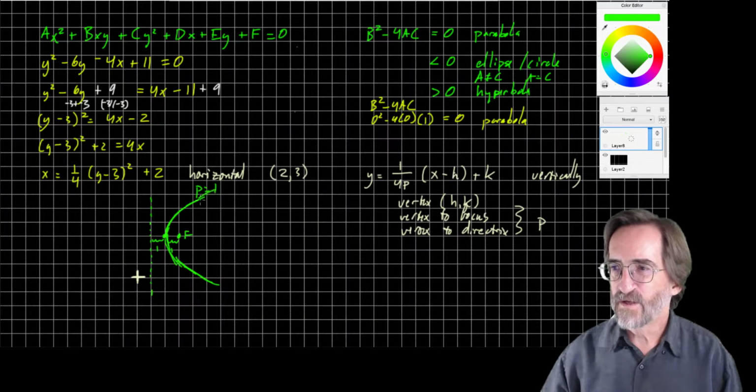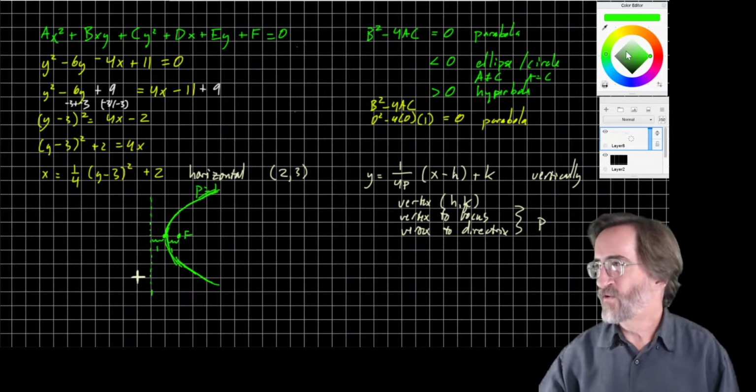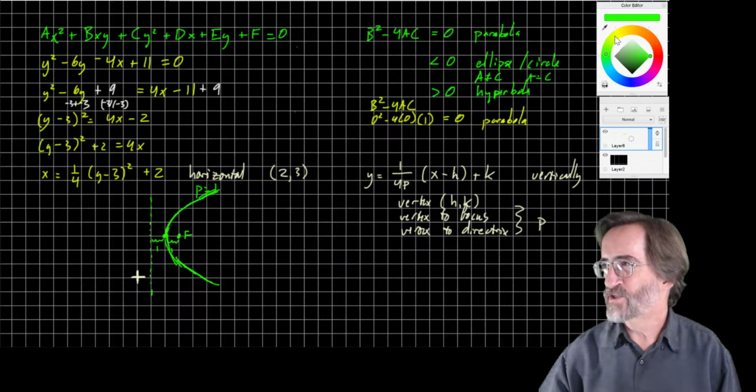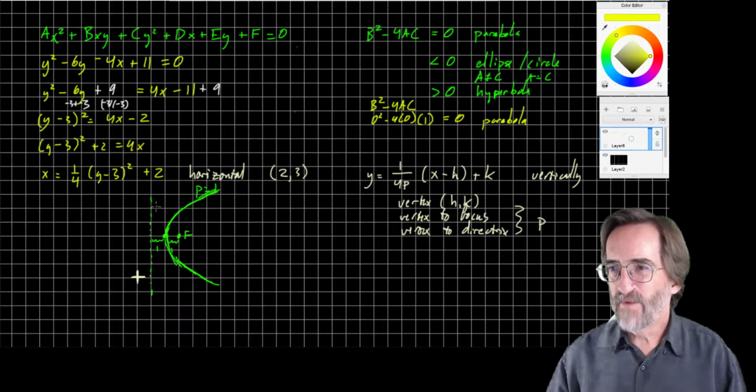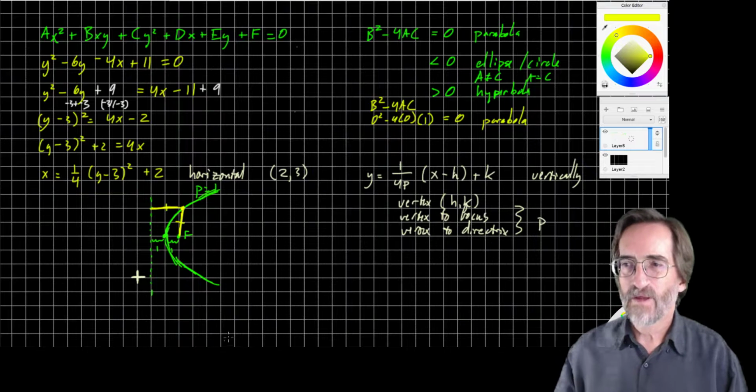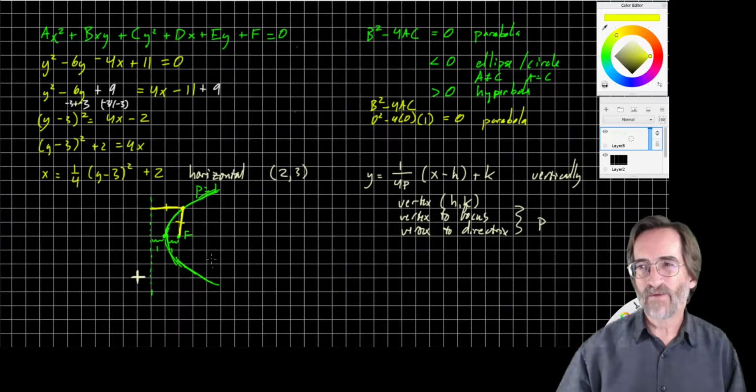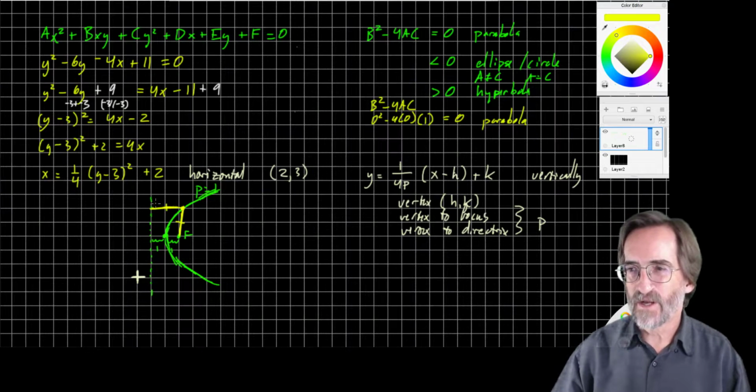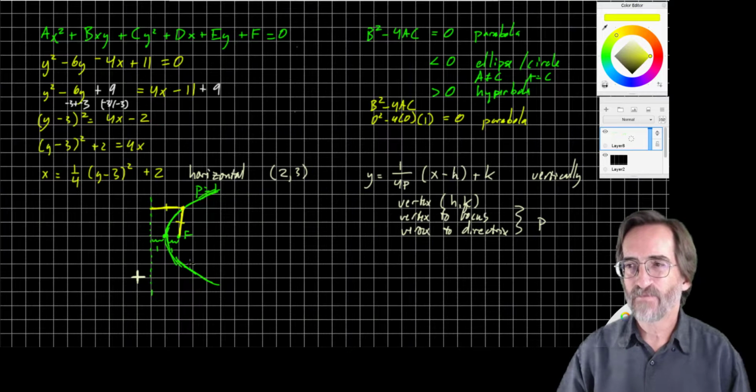And here's the geometric meaning of a parabola, or the parts of a parabola. If we measure the distance from any point on the parabola to the directrix and measure the corresponding distance to the focus, they will be the same. No matter where I am on the parabola, the distance to the directrix line and to the focus is the same.